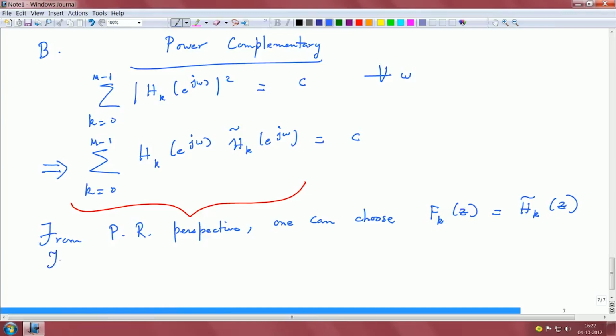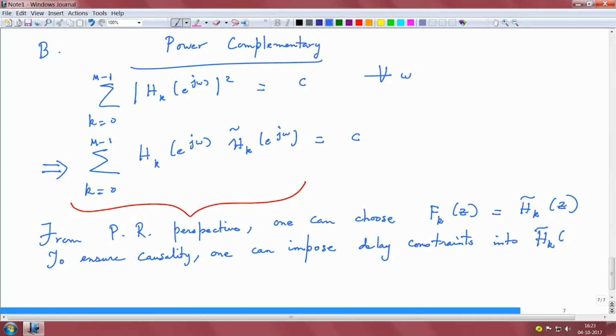Now, to just write it down carefully to ensure causality, one can impose delay constraints into H_k tilde of z, so that the output is delayed, and the delay would be reflected into a factor that would appear along with C. Okay, this is sort of straightforward.